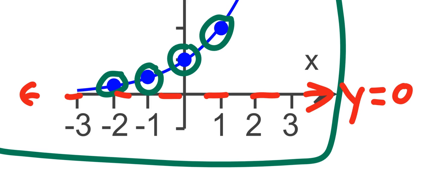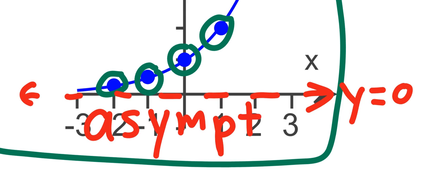Okay? The cool name that we have for this line, asymptotes. And yes, folks, we get a lot of jokes out of that because you never, ever, ever touch the asymptotes.